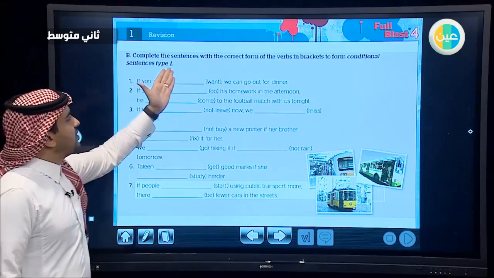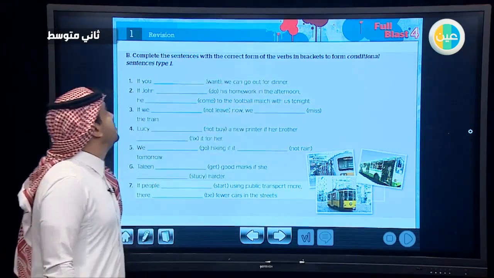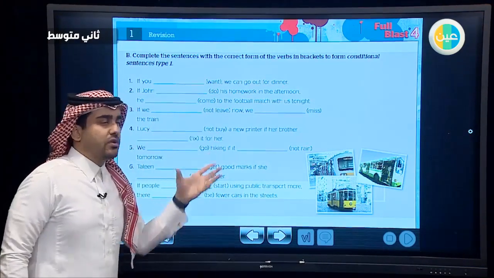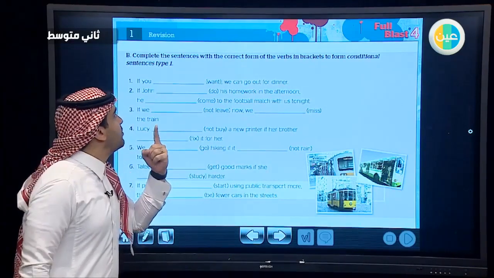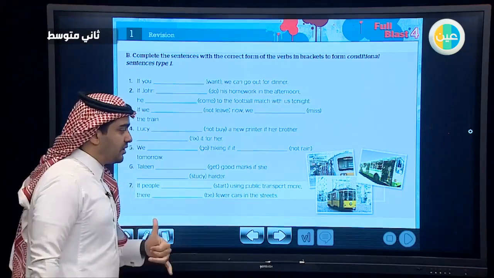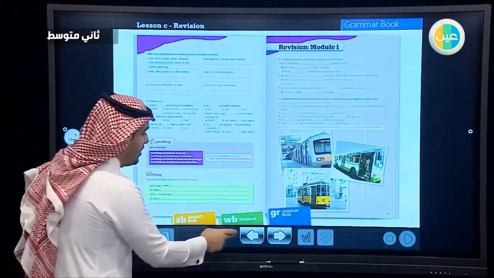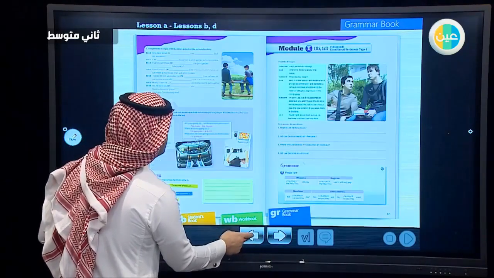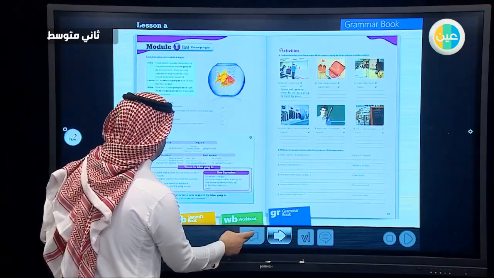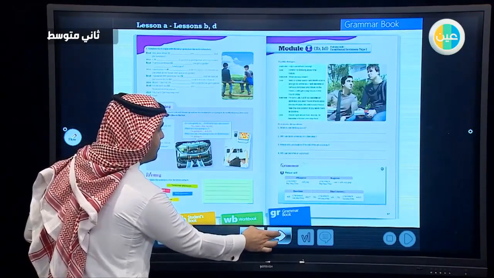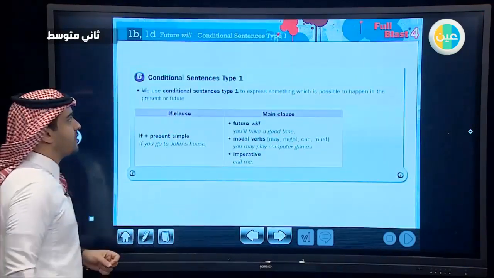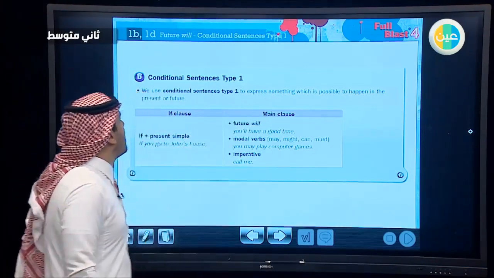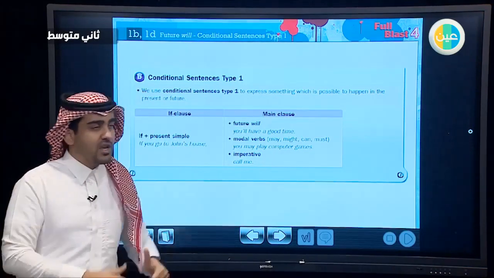Okay, exercise B. Complete the sentences with the correct form of the verbs in brackets to form conditional sentences type 1. So we have verbs between brackets. We need to use them to create sentences using conditional sentences type 1. You have the conditional sentences type 1 and you have studied them before, they are in the grammar book and also in the book. Okay, conditional sentences type 1. We use conditional sentences to express something which is possible to happen in the present or future.